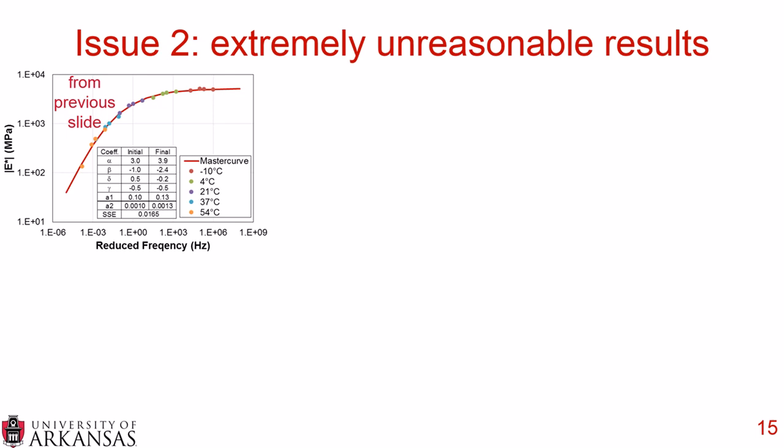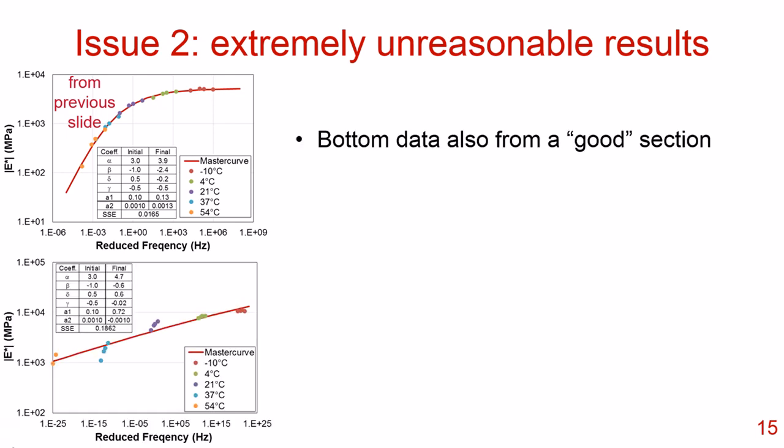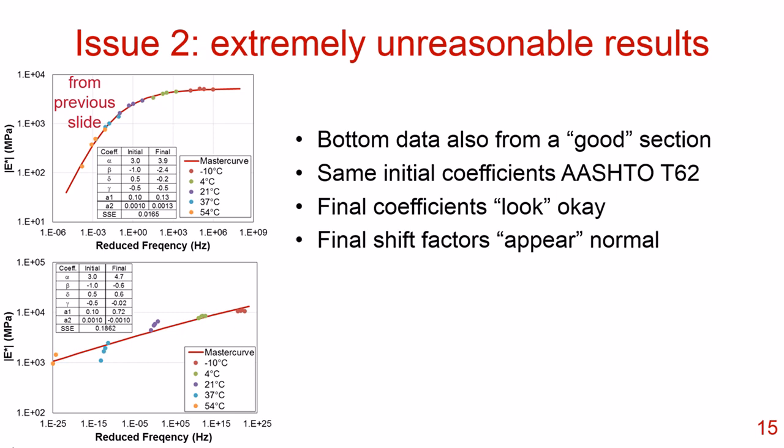So what are unreasonable results? This is an unreasonable result. Now this is also from a good section, but let's take a look at some of the details. You can see we have the same initial coefficients from AASHTO T62. So alpha equals 3, beta equals -1, delta equals 0.5, and gamma equals -0.5. And you can also see the final shift factors appear normal. So nothing looks really terribly off. There's no massive final values that are completely out of reasonable.